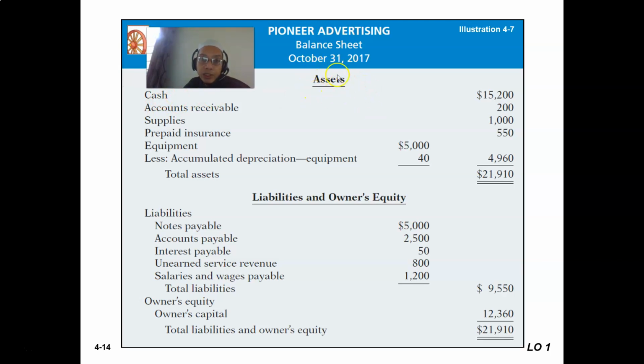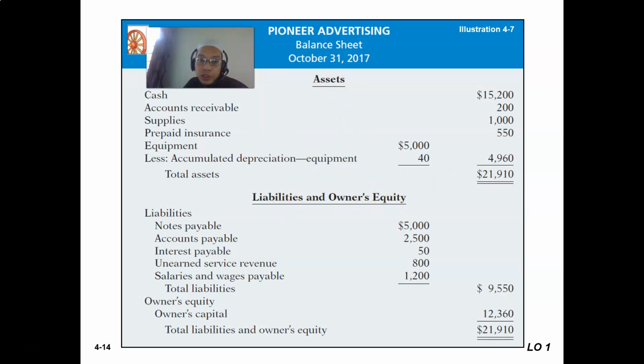So we have our cash, we have our assets. Firstly, we list all of our assets. We put a header here, a title here, assets. We list all of the assets, and then we have equipment. And like I said before, there's the contra account, the accumulated depreciation. So for equipment, we need to minus our accumulated depreciation, and we will obtain the net book value of our equipment. So this is the net book value of our equipment here, and we total all of our assets, and we come to 21,910.